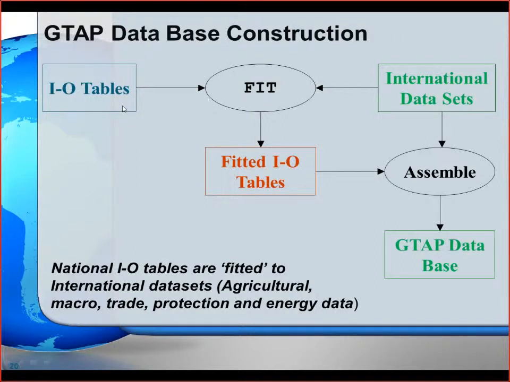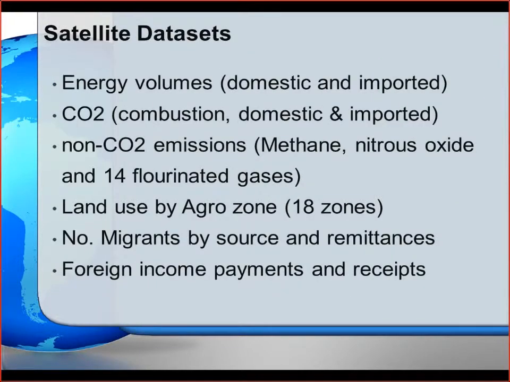So we have the IO tables contributed by different contributors. We have the international data sets, and we fit them together. Basically, we adjust the IO tables to target the values in the international data sets, particularly the macro data set, trade data set, energy, tariff, and so on. You get these fitted IO tables, and then you assemble the fitted IO tables with the international data sets, and the result is the GTAP database. It's a very short summary of the construction process.